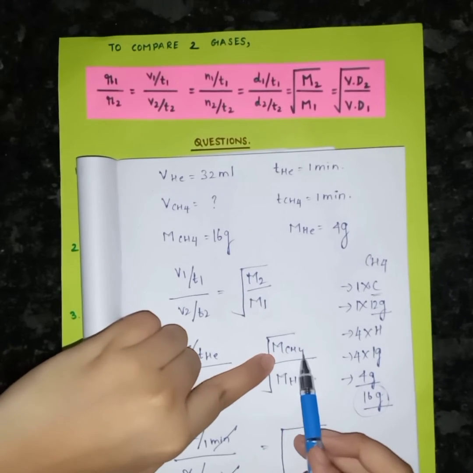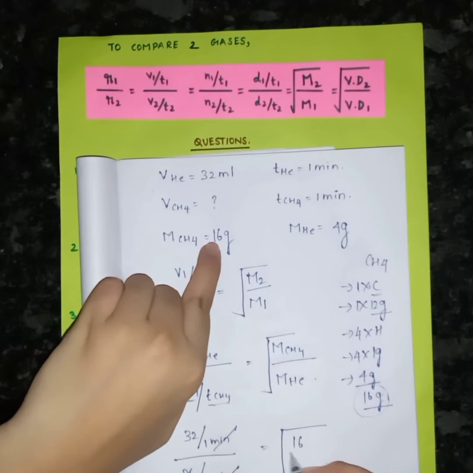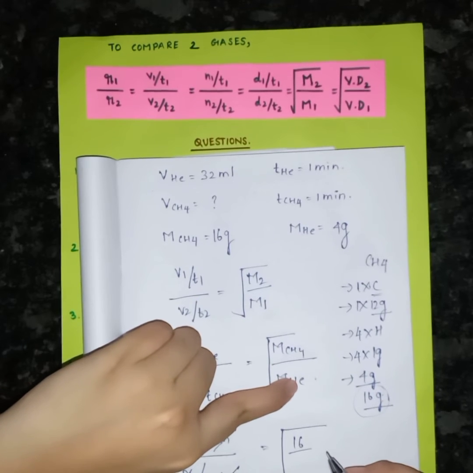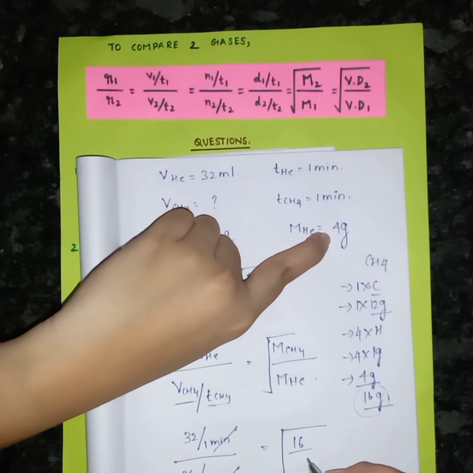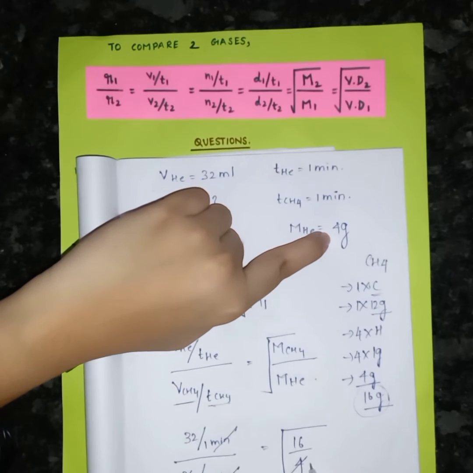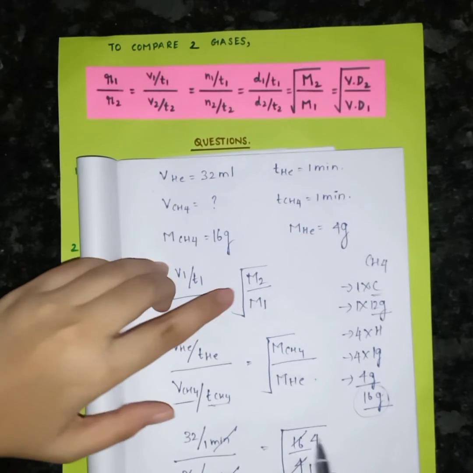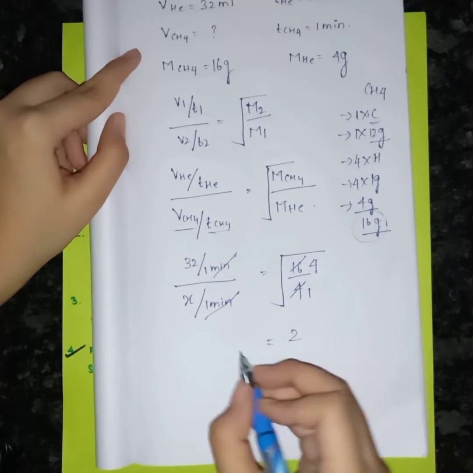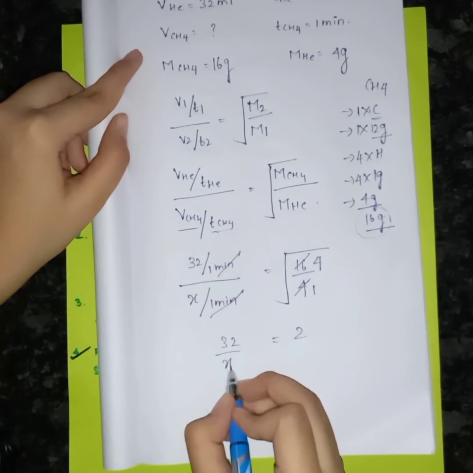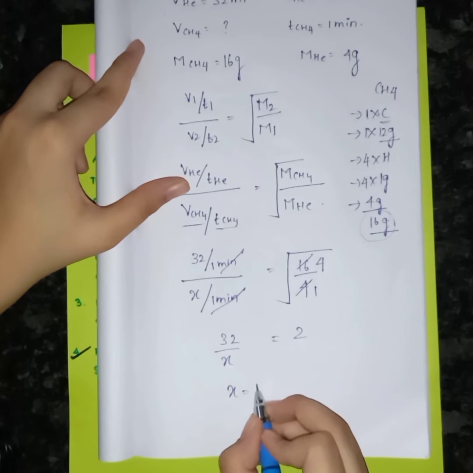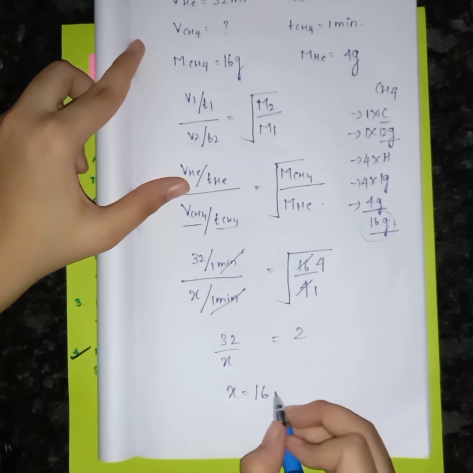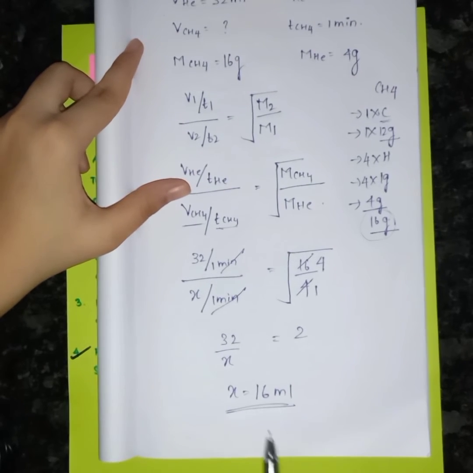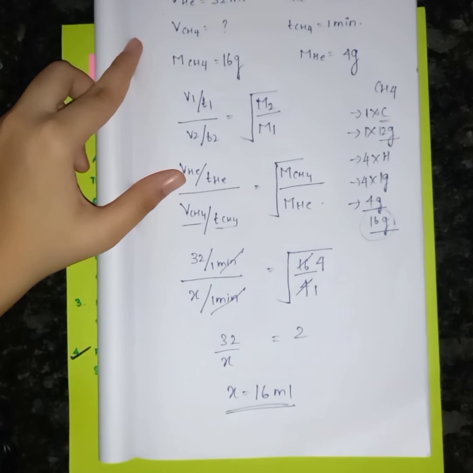Which is equal to root. What is the molecular weight of methane? 16 gram divided by, what is the molecular weight of helium, which is equal to 4 grams. So 4 1s are 4s are. What is root 4? 2. 2, 32 divided by x. Therefore, x is equal to 16. Therefore, volume of methane is 16 ml.